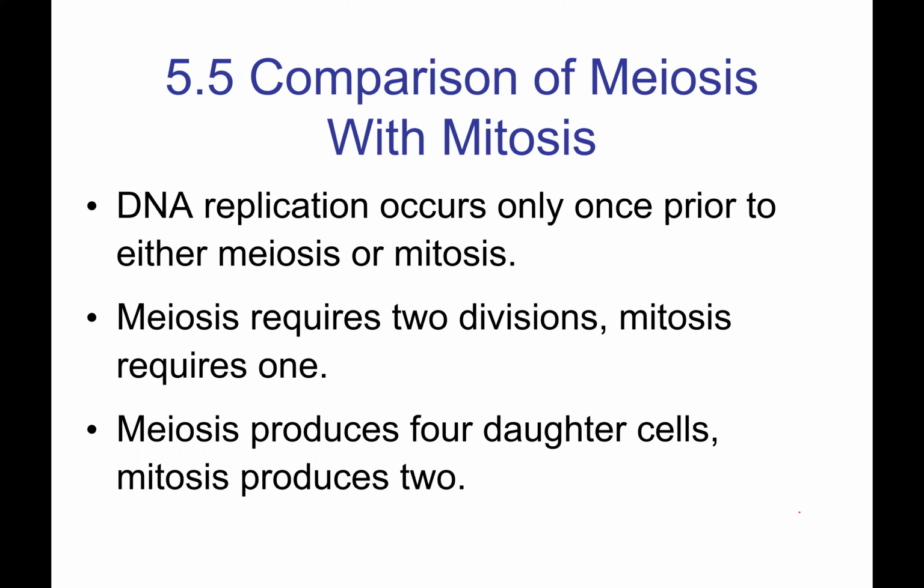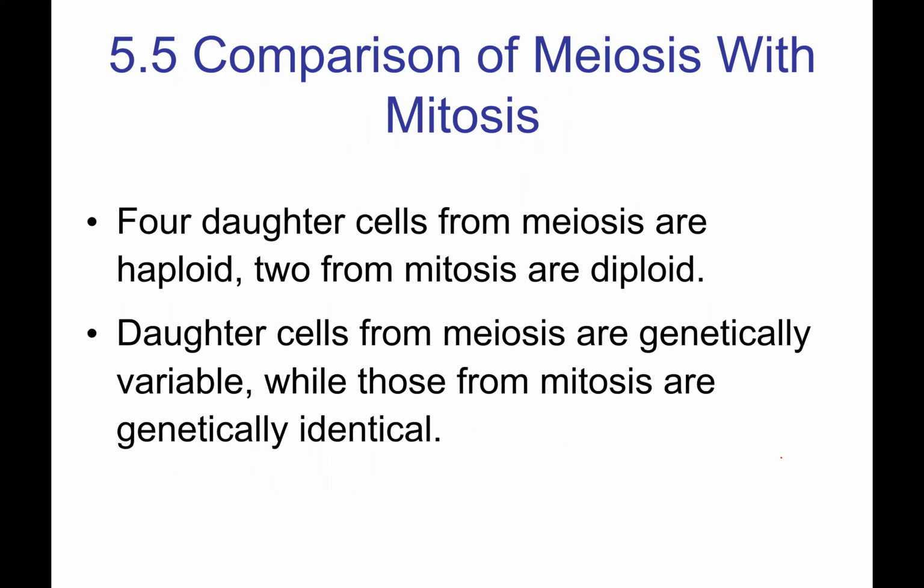So now we're going to compare meiosis with mitosis. DNA replication occurs only once in either meiosis or mitosis, and this occurs in the S phase of interphase. Meiosis requires 2 divisions, mitosis requires 1. Meiosis produces 4 daughter cells, and mitosis only produces 2. The 4 daughter cells from meiosis are haploid, and the 2 from mitosis are diploid. Daughter cells from meiosis are genetically different, while those from mitosis are genetically identical.